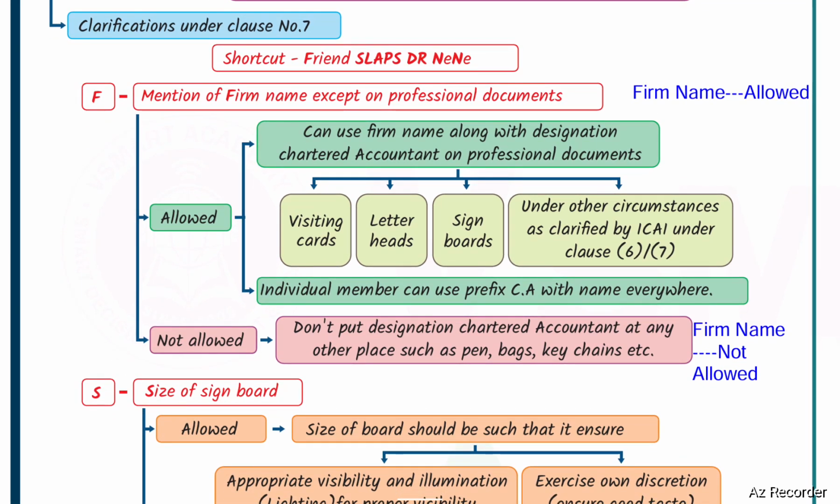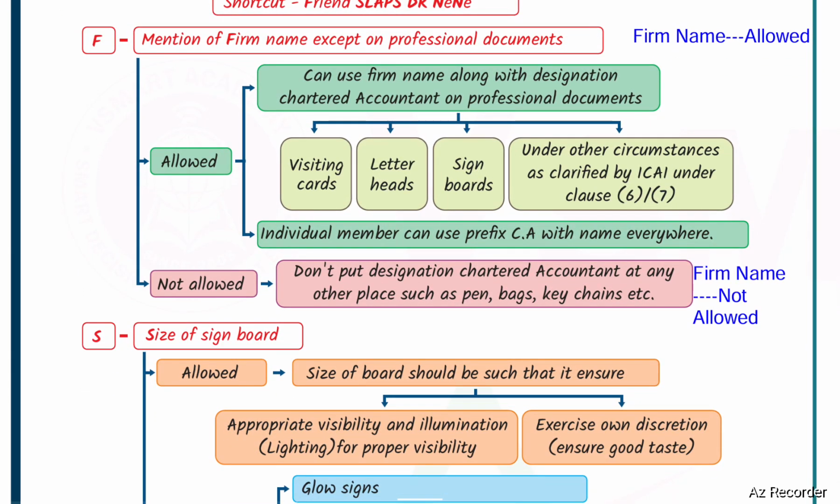Mention of firm name except on professional documents. One can use firm name along with the designation chartered accountant on professional documents like visiting cards, letterheads, signboards, and under other circumstances as clarified by ICAI under clause number 6 and 7. An individual member can use the prefix CA with name everywhere. Not allowed: don't put the designation chartered accountant at any other place such as pens, bags, keychains, etc. Here firm name is not allowed and designation is also not allowed.